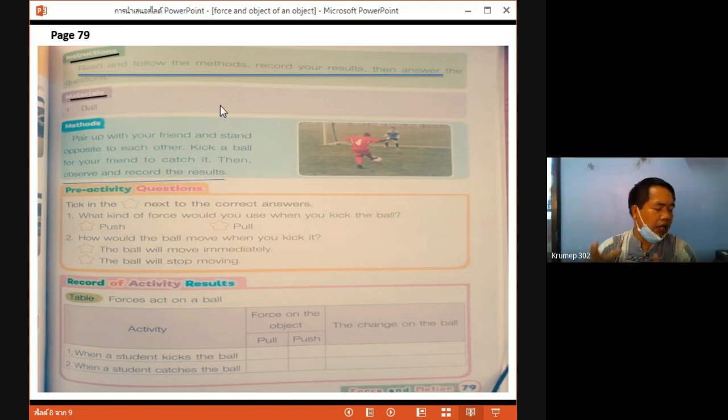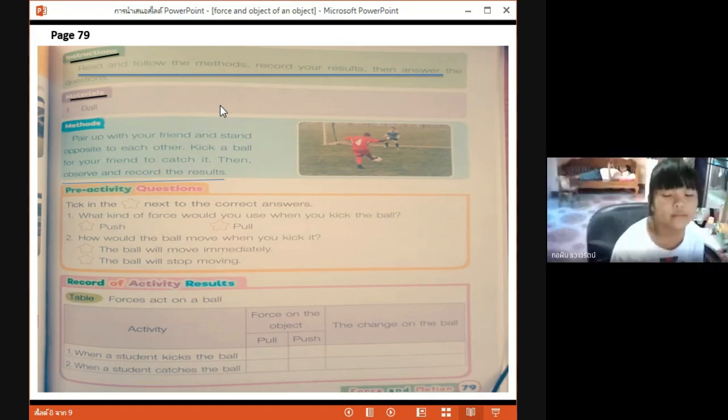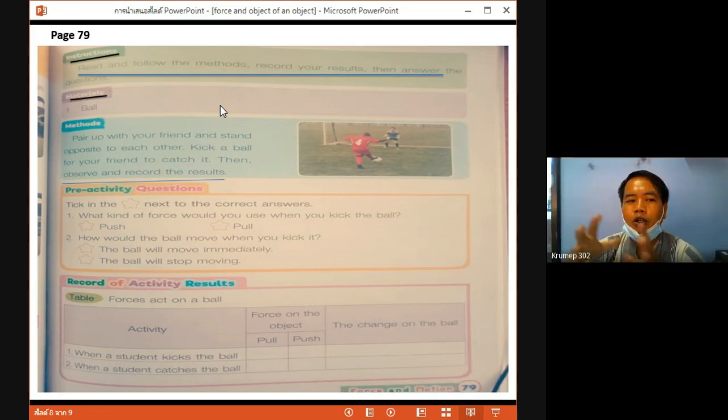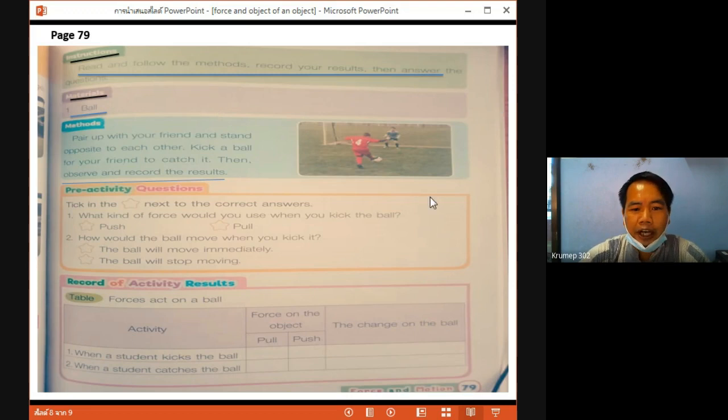So we have here the materials. The material in this activity is a ball. Do you know what a ball is? Yes or no? Yes. Okay, very good. So the ball is the material in this activity. So one ball. Okay, so you can see here a picture of the boy having a red shirt and the boy who is the goalie. This is the boy who is the goalie.